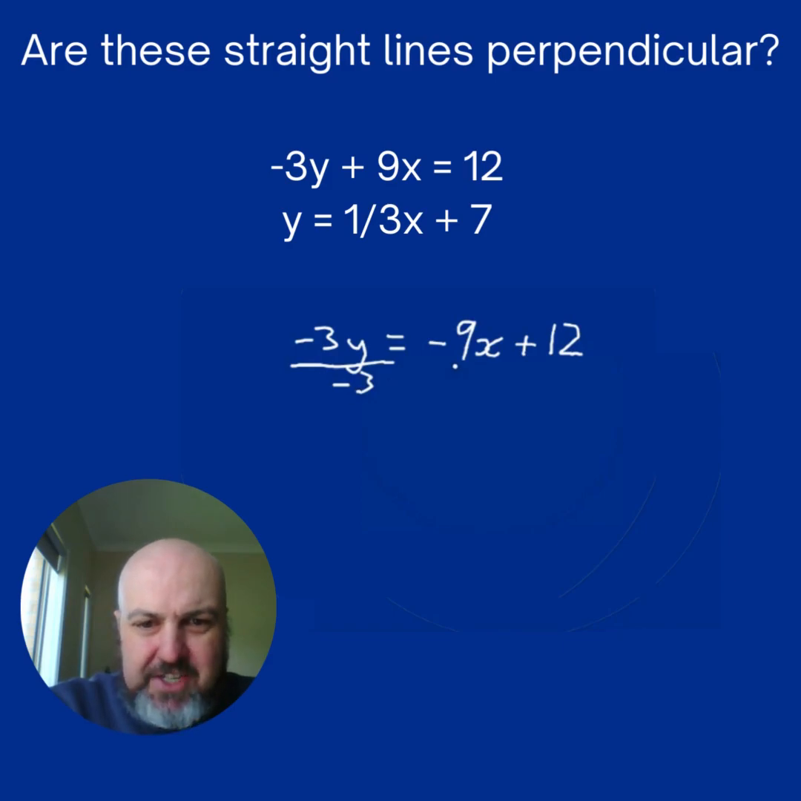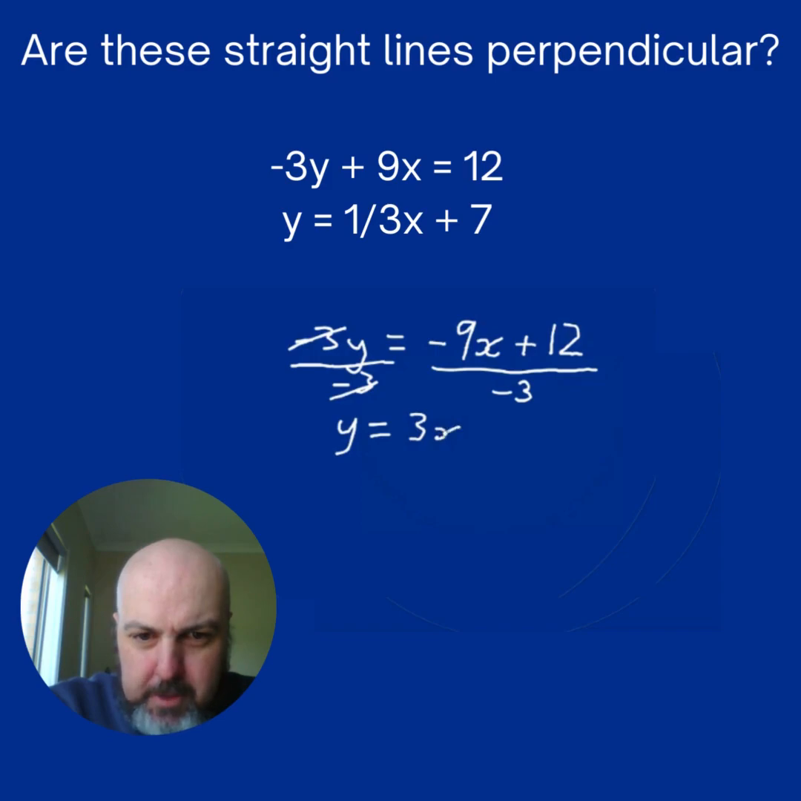I've got to do that to each side of the equation, as shown here. There we go. These negative 3's will cancel out, and now I'm left with y equals negative 9x divided by negative 3 is 3x. 12 divided by negative 3 is negative 4.